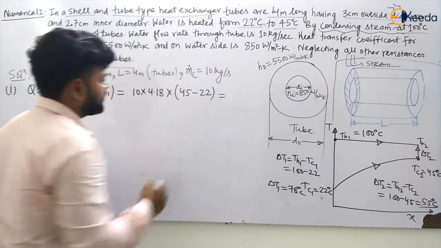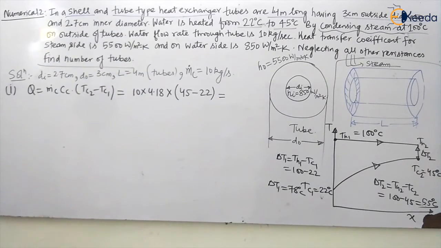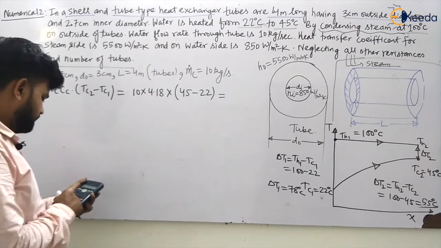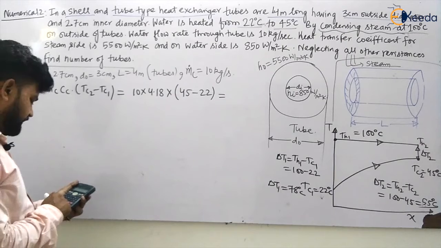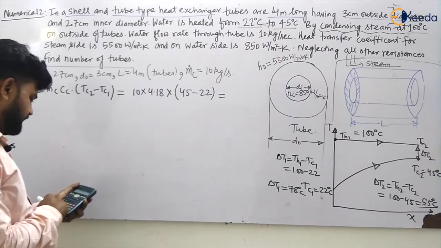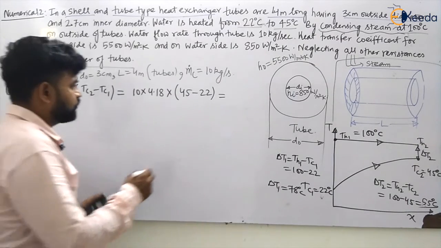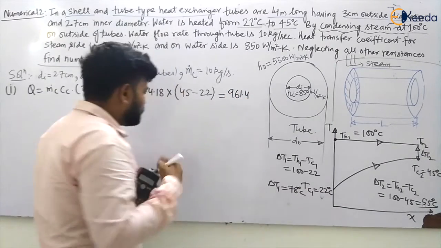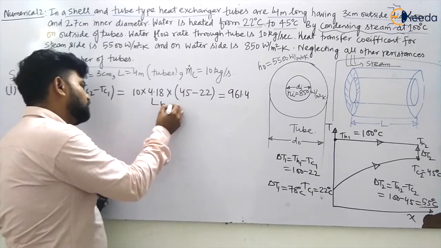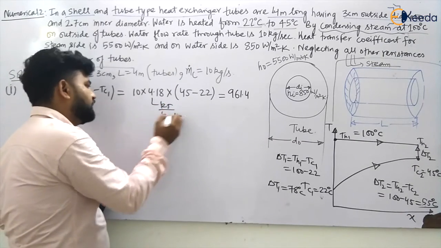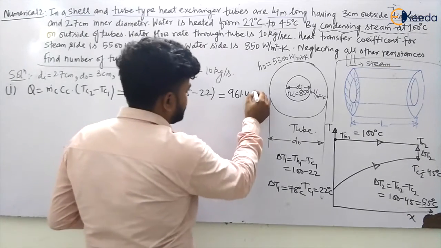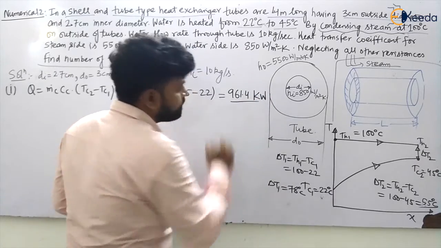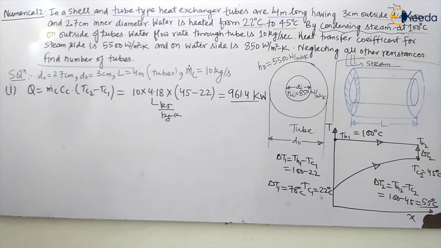Yes, I can calculate the heat transfer, and it will be equal to 45 minus 22 multiplied by 4.18 into 10. This will be 961.4. And one student may make a mistake here: the heat capacity is in kilojoule per kg Kelvin, my dear students, so this will be in kilowatt. Okay, now let us see the second.